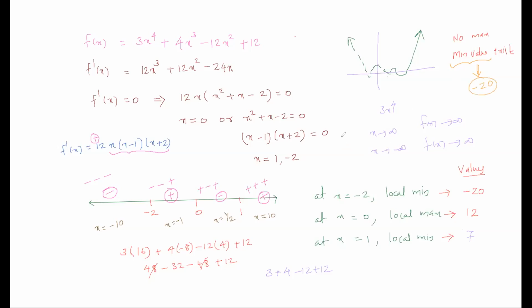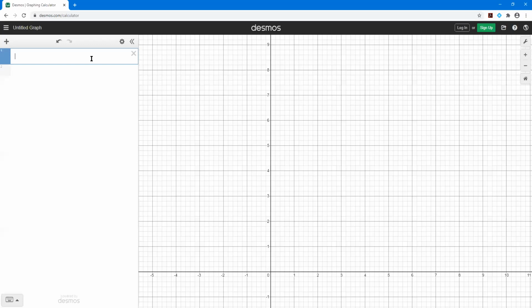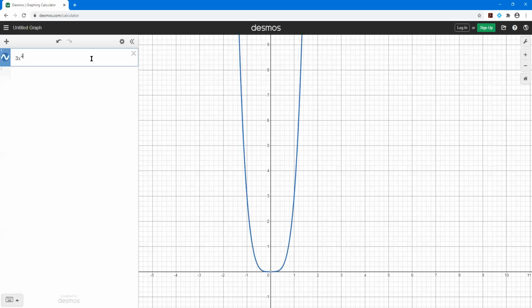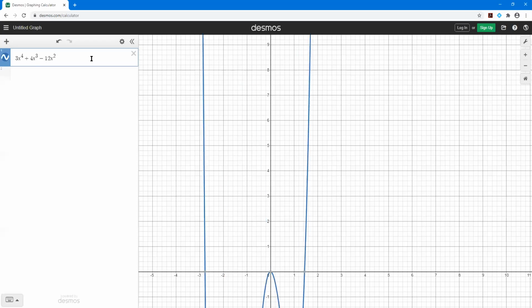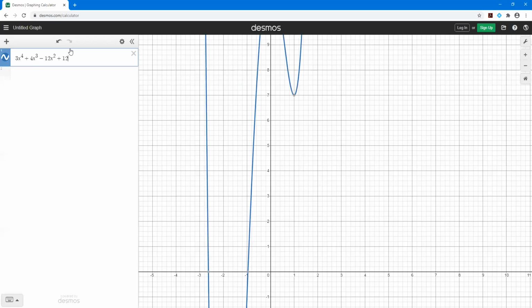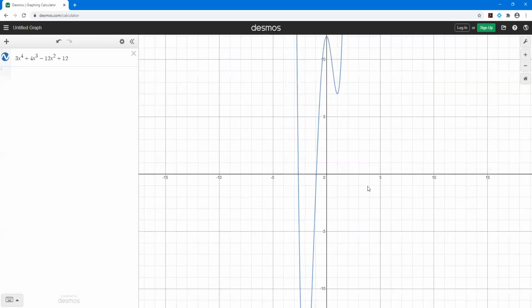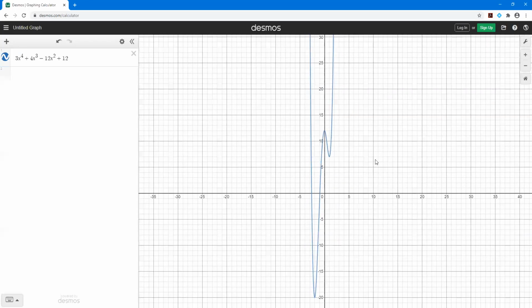Okay. Now I will show you the graph of this, so you will get a clear idea. 3x to the power 4 plus 4x cube minus 12x square plus 12. See the graph. It is going upwards.